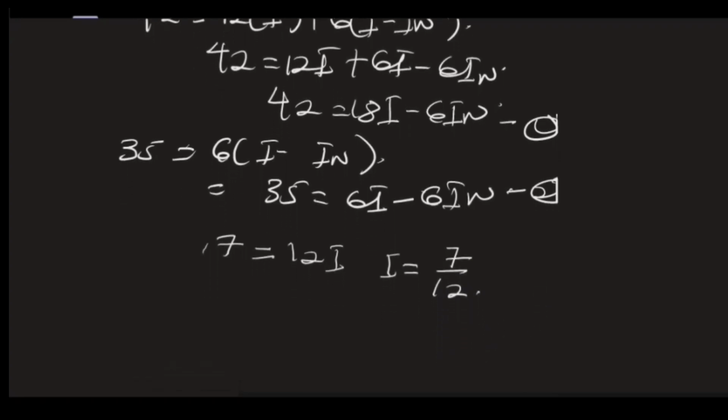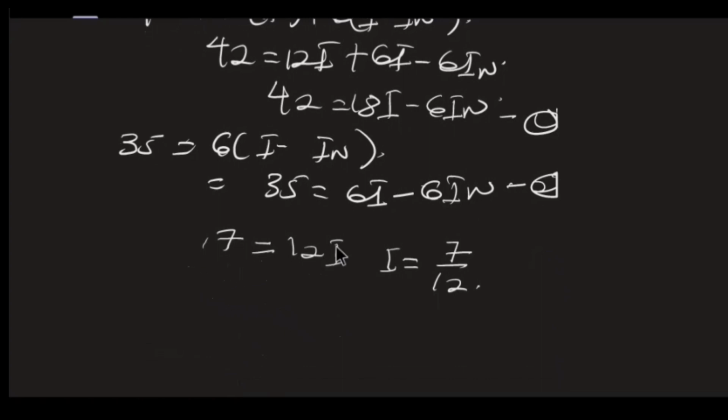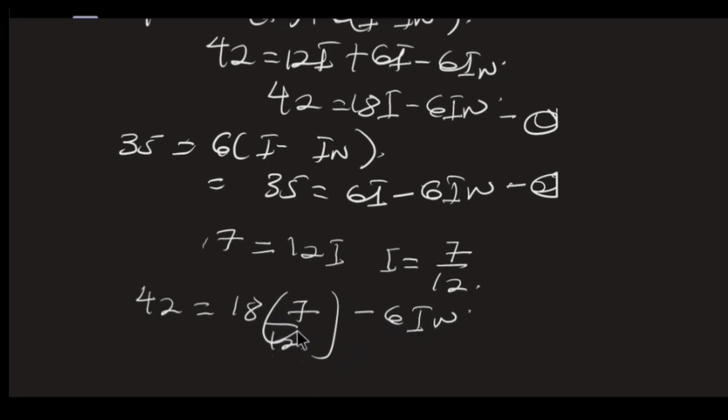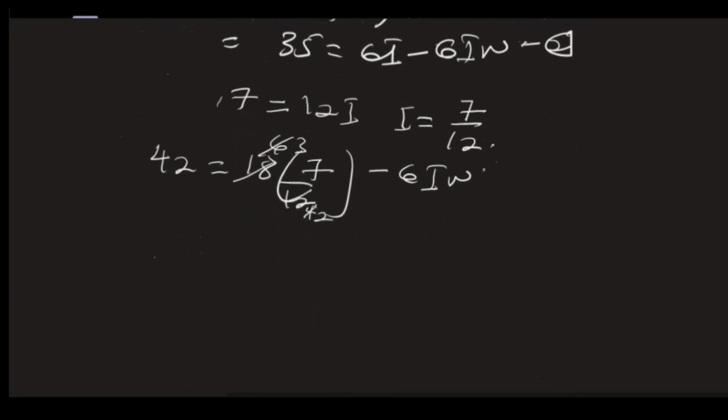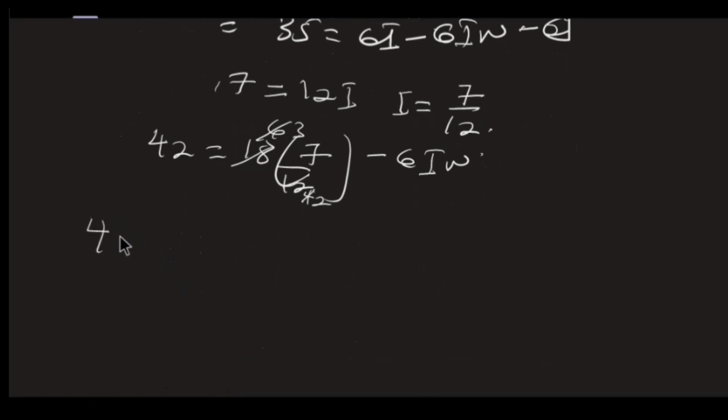And when I have I to be 7 over 12, I can find my IN by putting it into any of the equations. 42 is equal to 18 times 7 over 12 minus 6IN. So 2 will go here, 3 will go here, 4, 3 will go here, 6, right? 2 will go here, 2, 2 will go here, 3. And I'm going to get 42 to be equal to 3 times 7, 21 over 2, minus 6IN. So this is going to give me 10.5.